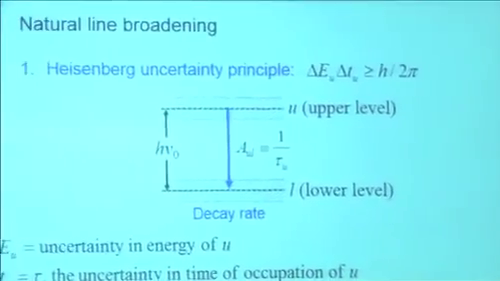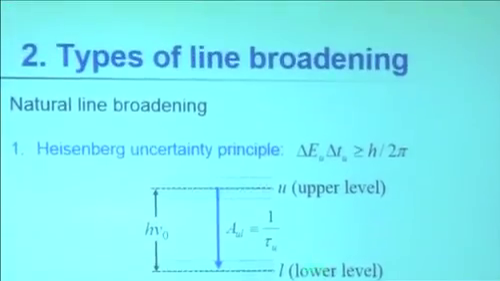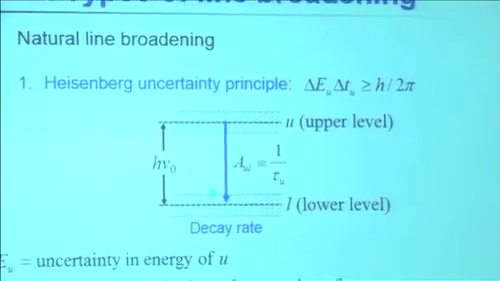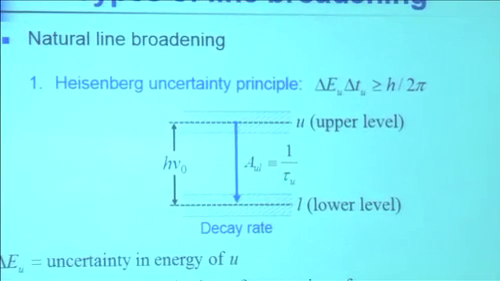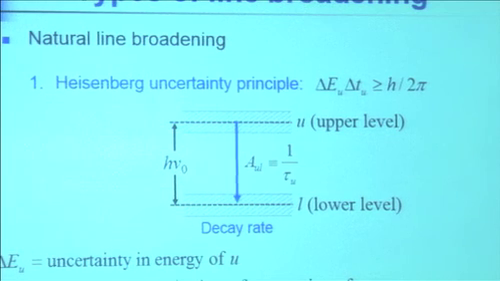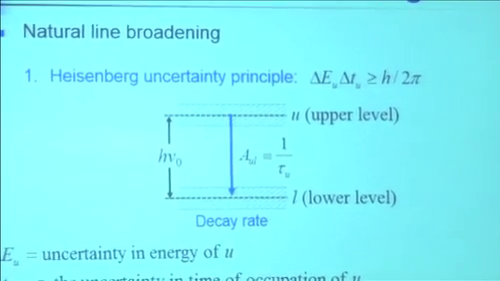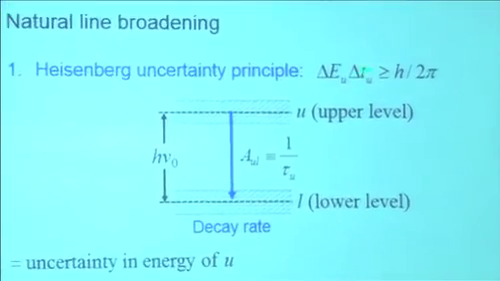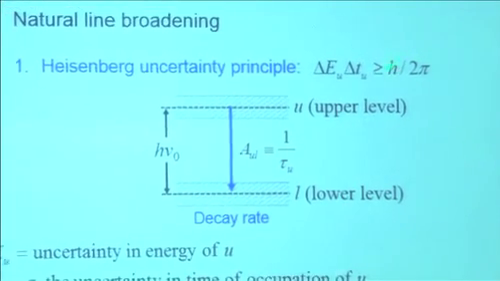Well, let's look at the natural line broadening as a way to help us understand this. So if we have an upper level and a lower level with a probability of a spontaneous transition A, so that the average lifetime is tau, energy spacing h nu, then you can invoke the uncertainty principle that relates the uncertainty in time to the uncertainty in energy in terms of h over 2 pi, where h is Planck's constant.